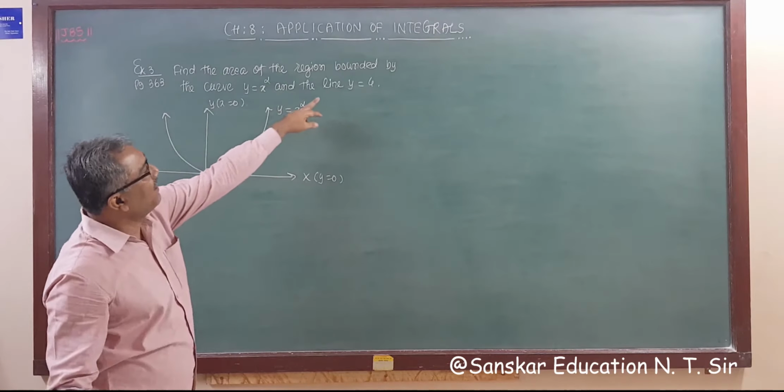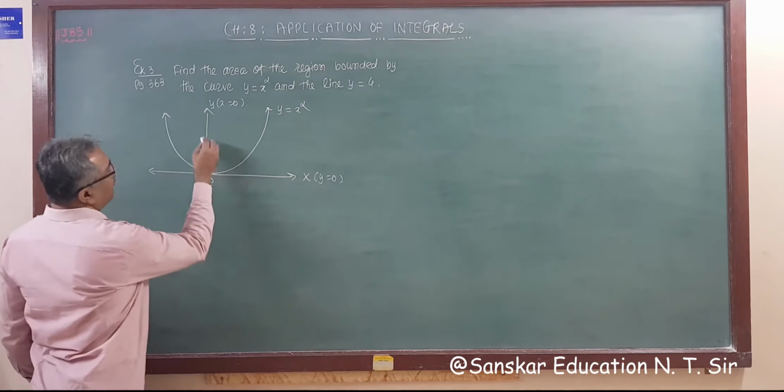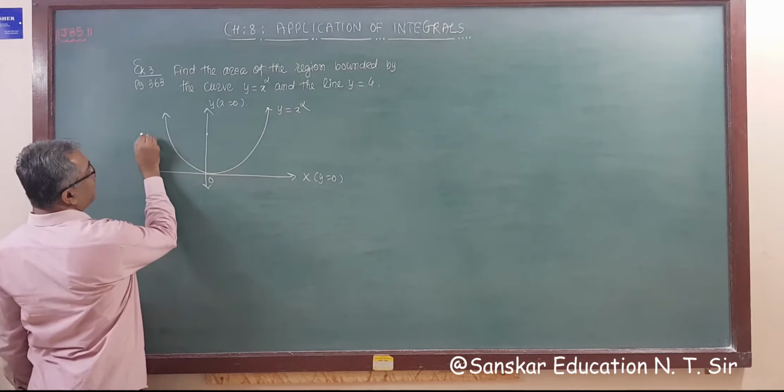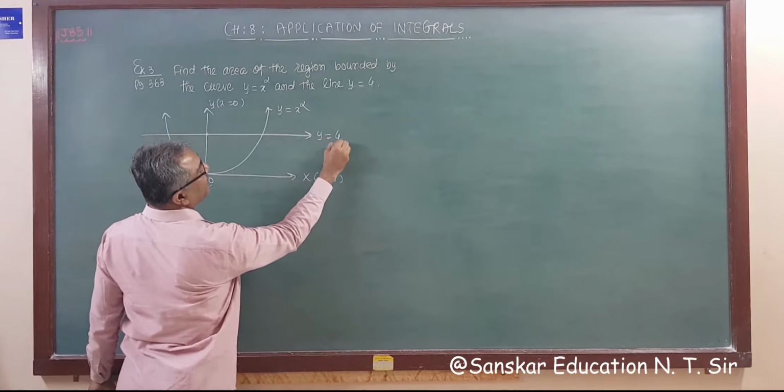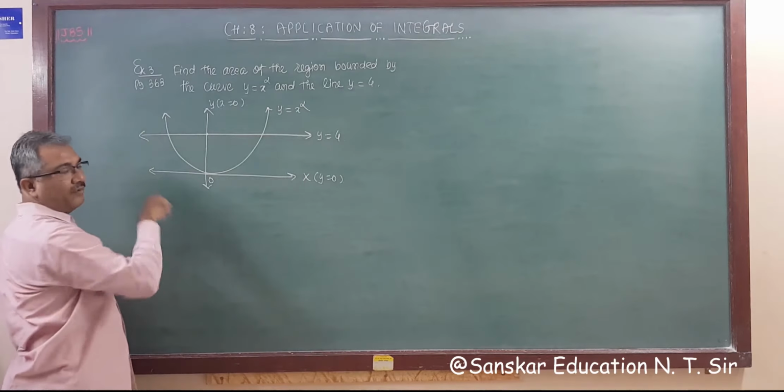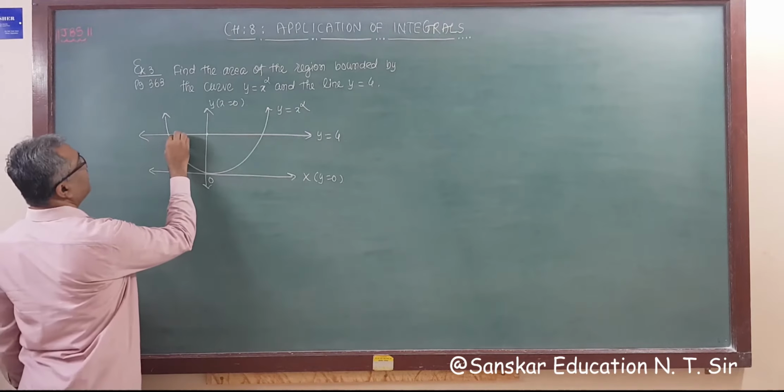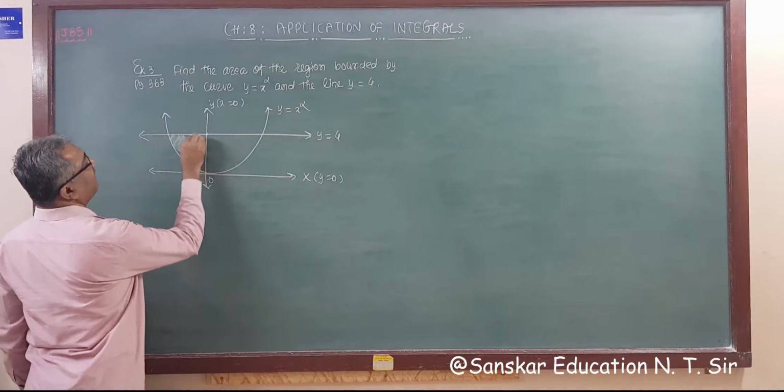Now the line y equal to 4 passes through a point somewhere here. So this is the y equal to 4 line. We have to find out this area.